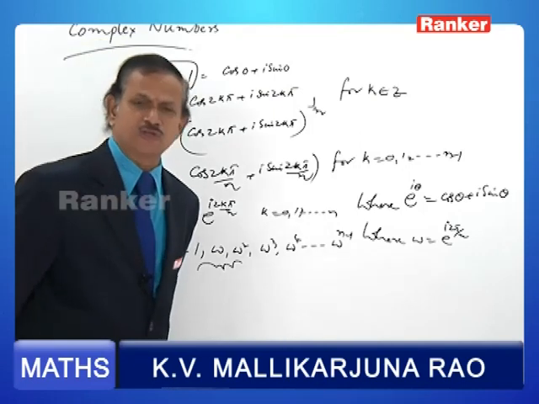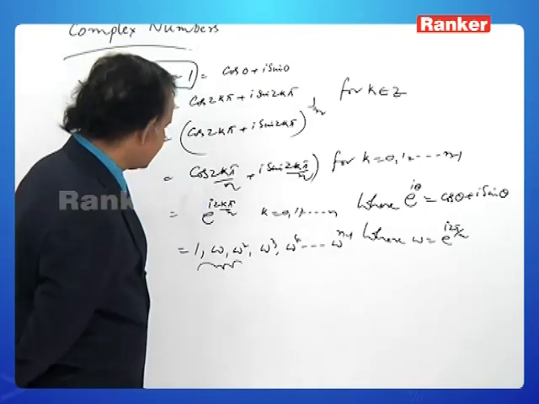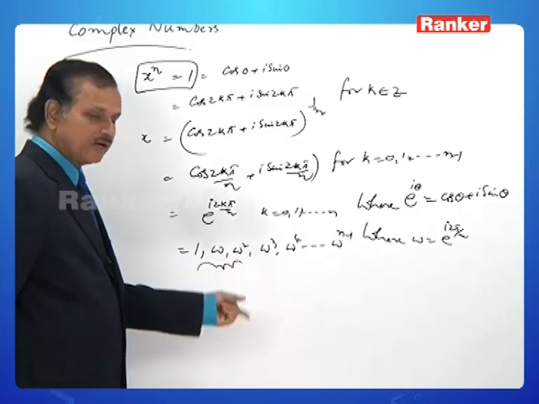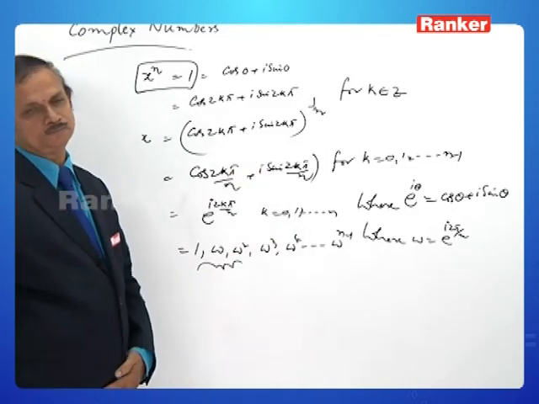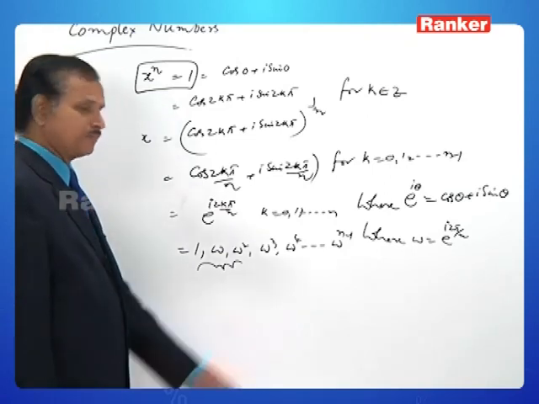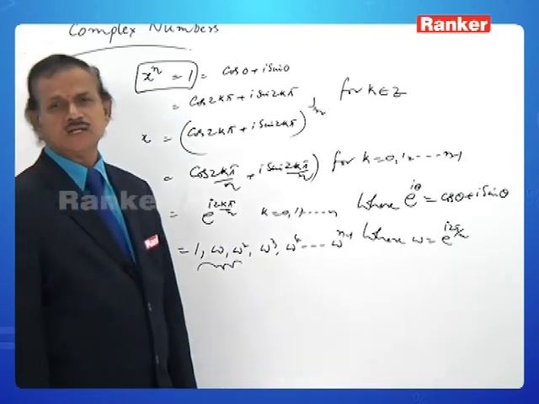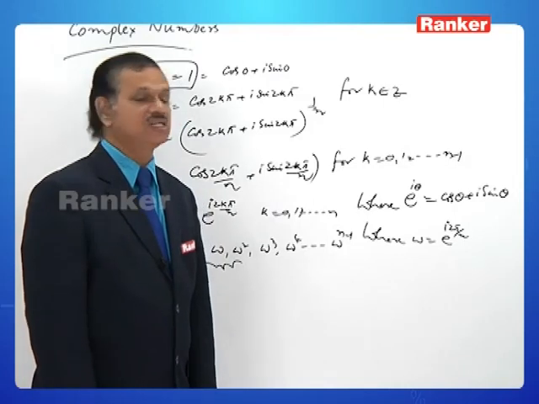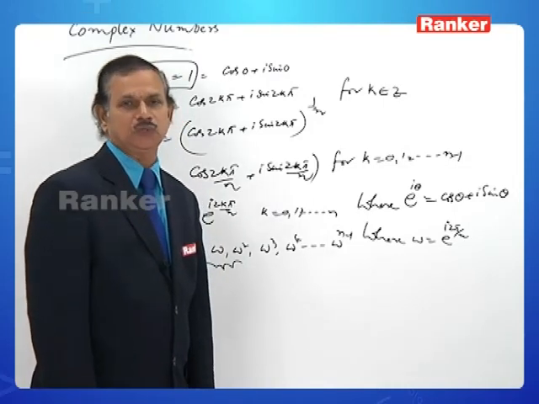If you want to have fifth roots of unity, what is the case? 1, omega, omega square, omega cube, and omega power 4. If you want to have sixth roots of unity, proceed like that. This is the matter connecting nth roots of unity.